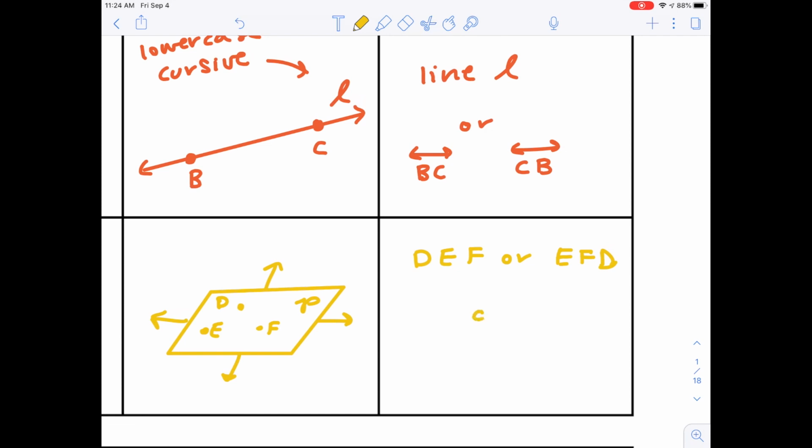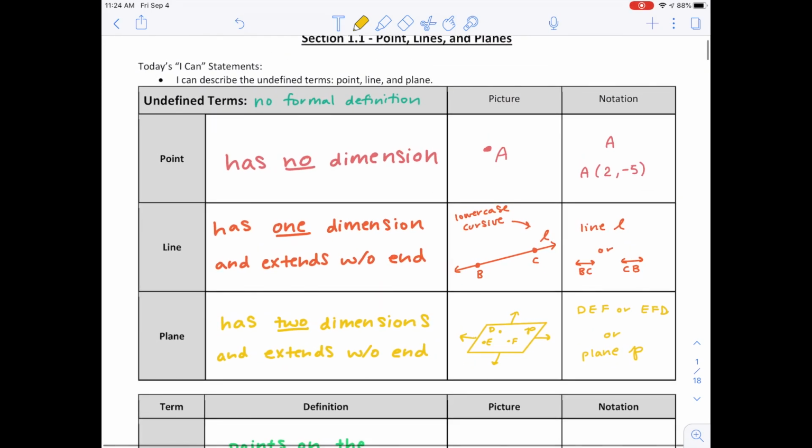Or you can use the little nickname trick and you can just say plane and then whatever the cursive letter was. So I did letter P. I get that these are abstract right now, but hopefully as we draw more pictures and do examples, you'll get a better understanding of points, lines, and planes.